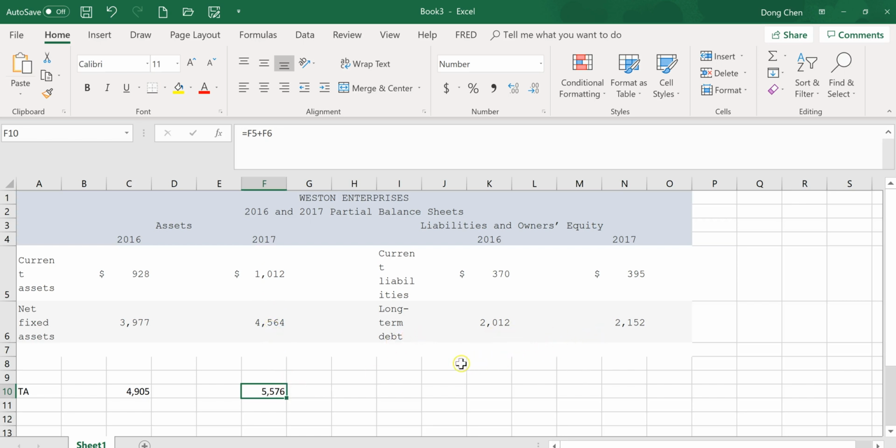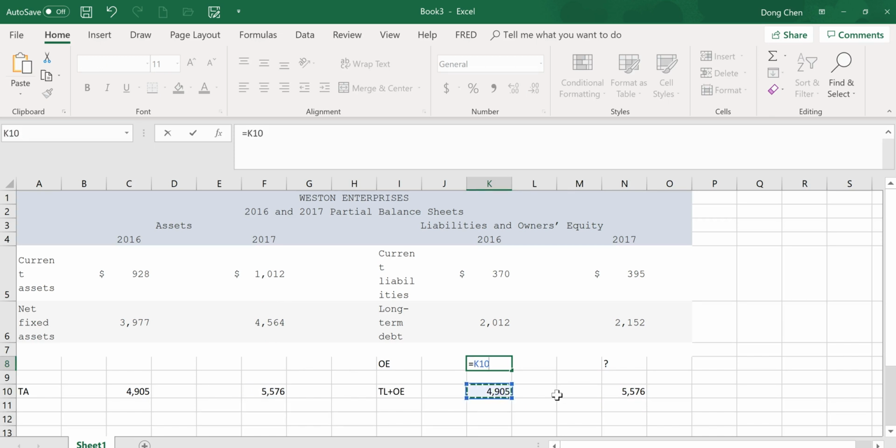And the owner's equity, that's the missing part, right? That's what we are trying to get. But based on the total assets, we automatically know total liabilities plus owner's equity, which for 2016 is the same as the total assets, and for 2017 is the same as the total assets of 2017. So these numbers are here, and owner's equity is simply the difference: the total liabilities plus owner's equity minus the total liabilities. The total liabilities is simply the sum of the current liabilities and long-term debt.